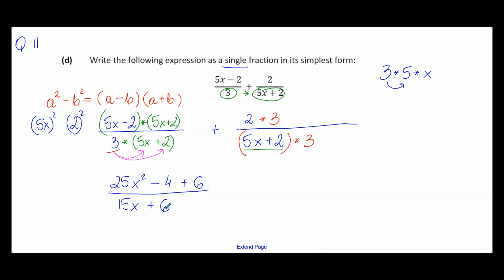Now I'm looking at it and saying, what else can I do? Well, these numbers can become one number, isn't it? So 25x to the power of 2. I put minus 4 plus 6 in my calculator, and I get plus 2, over. And there is nothing I can do at the bottom, so 15x plus 6. And that's it. And as you can see, it is not extremely complex to do that.